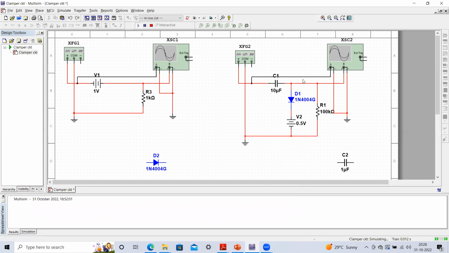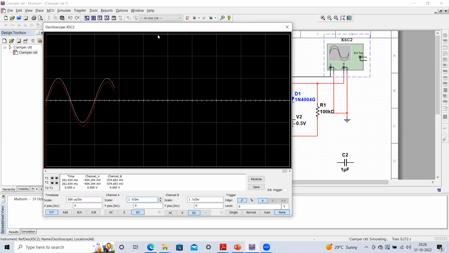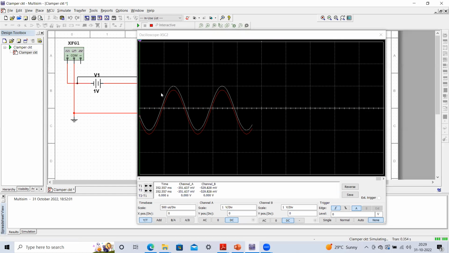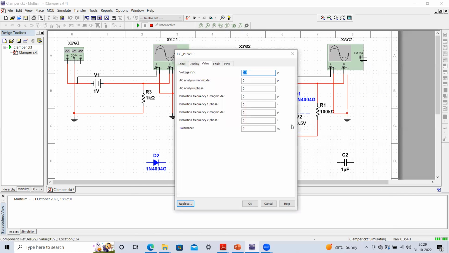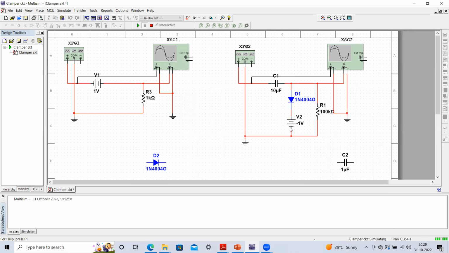Now if you see this waveform, it is an upshifted waveform, right? The red one is the output waveform. So now you can see that it is upshifted again. If you change the polarity of the battery, just try to change the polarity of the battery. Here I'm making a change in the polarity by putting this negative sign, which is in Multisim. But whenever you are implementing the circuit onto the breadboard, then you have to change the polarity.